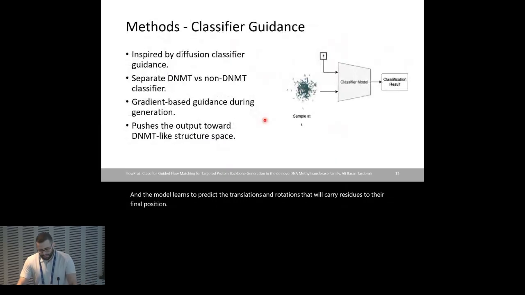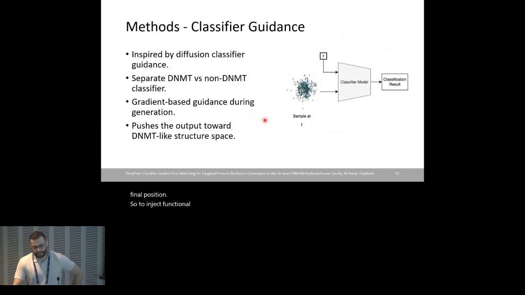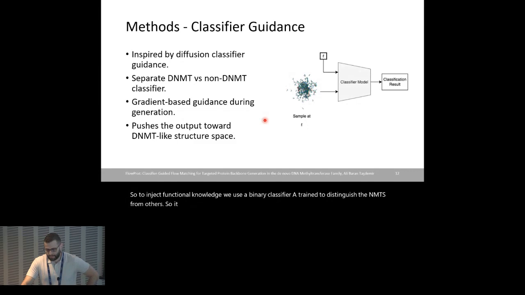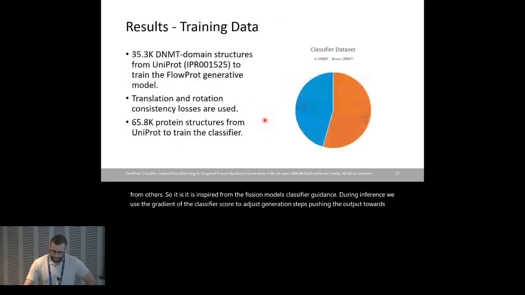So to inject functional knowledge, we use a binary classifier trained to distinguish the DNMTs from others. It is inspired by diffusion models' classifier guidance. During inference, we use the gradient of the classifier score to adjust generation steps, pushing output towards the DNMT-like structures.